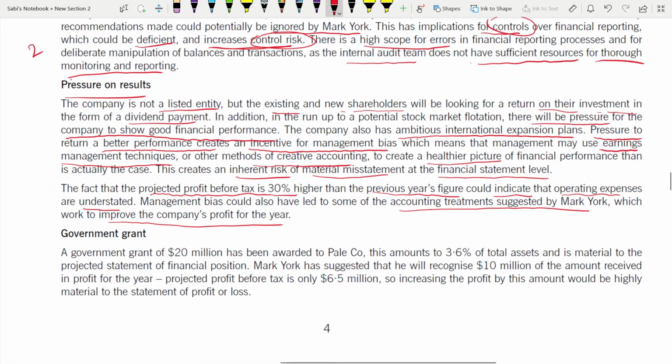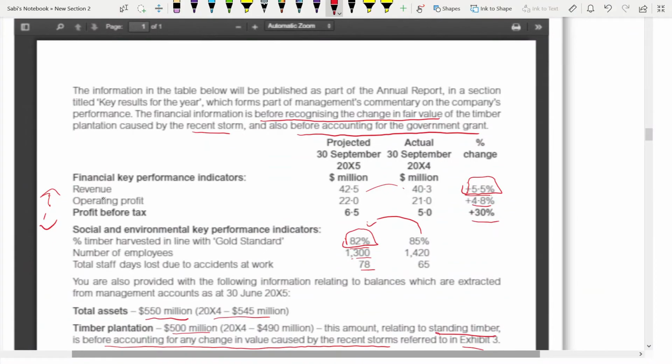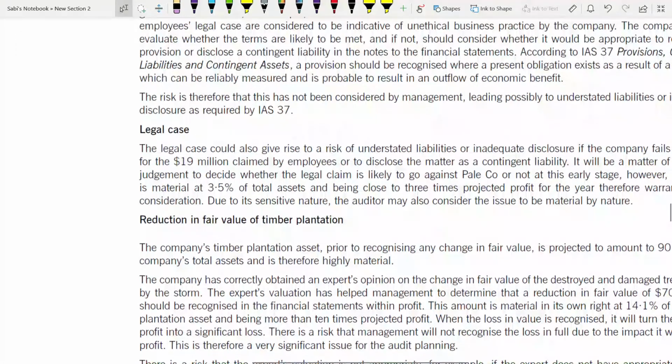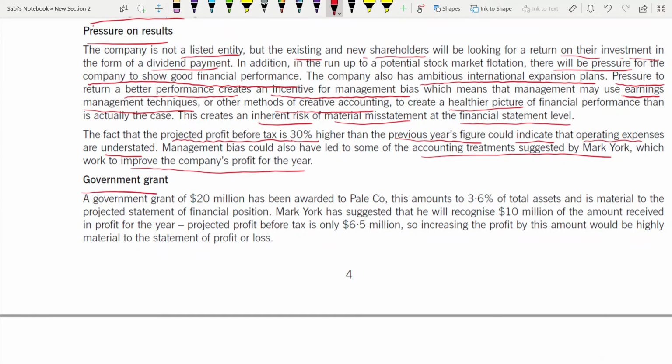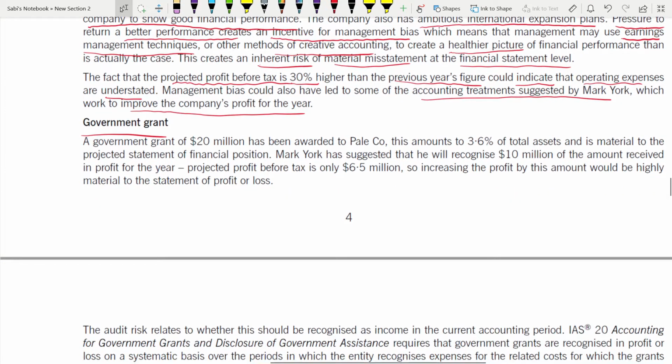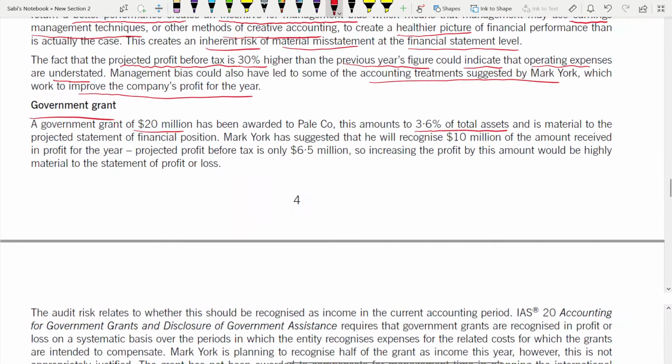So let us see how they got that 30% figure. If you see here, profit before tax, you see a 30% increase. And it's a big increase. Now we are coming to the government grants. Mention the amount. The government grant of 20 million has been awarded to PEL. If you are checking in terms of percentage, this amounts to 3.6% of the total assets, and it is material to the projected statement of financial position.